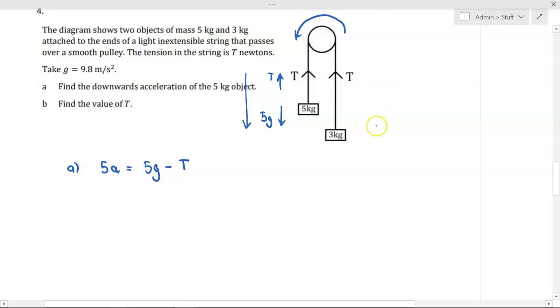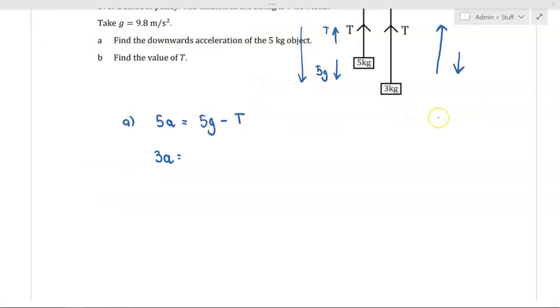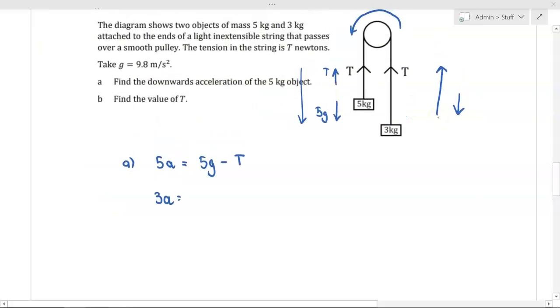Now we'll go over to this side and this guy is going up. So the overall acceleration 3a, gravity will be working against the motion. So instead of writing 3g, we'll write negative 3g, okay? Because it's the opposite direction to the motion. Tension will go with it, so we'll add the tension this time. So you can see it's flipped around on each of those.